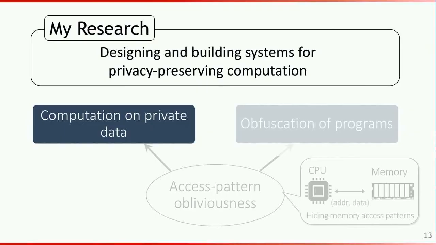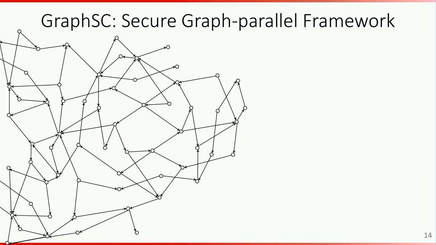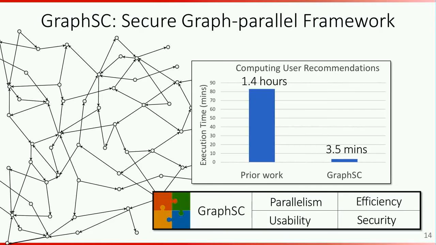With that, let me move on to discussing my contributions towards computation on private data. And specifically, I'm going to talk about a secure graph parallel framework called GraphSC. And in this framework, I'm going to show how it is usable. That is, you can design programs with programming abstractions that you already know, in such a way that this framework converts it into an efficient parallel execution, and you achieve some notion of security that I'm going to discuss. And you're going to see results which say what took 1.4 hours previously can be performed now 20x faster.